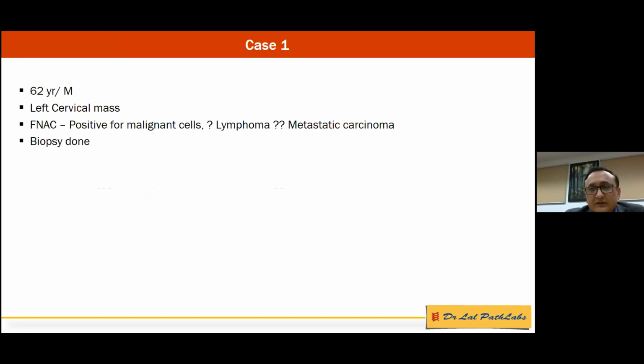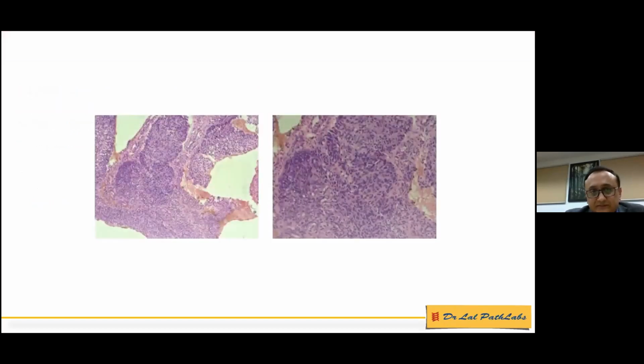Now, I would take up a few actual cases alongside, so that it gives better clarity on what I'm talking about. So, a 62-year-old male with a cervical mass. FNAC was positive for malignant cells. On FNAC, we could not differentiate between lymphoma or metastatic carcinoma, so a biopsy was done. This is how it looked on light microscopy. It's a poorly differentiated carcinoma.